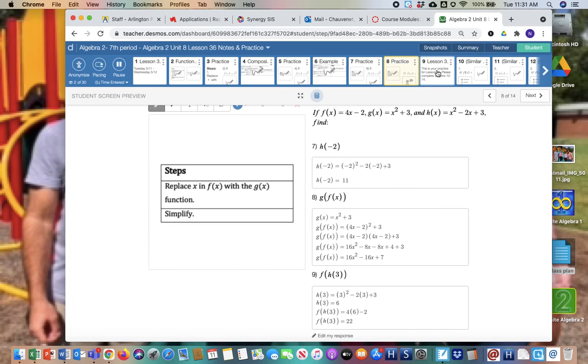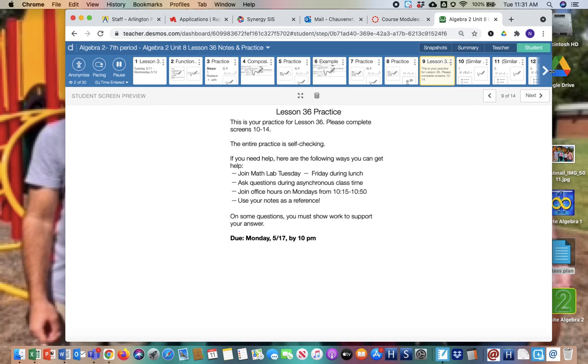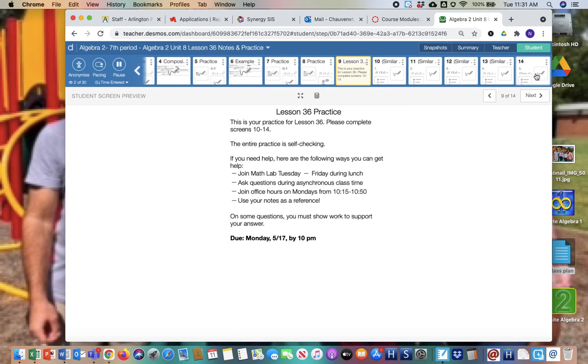All right, so those are our examples for how we do the different composition of functions here. And then you want to make sure as you go into your practice that you do questions 10 through 14. Hope this helps.